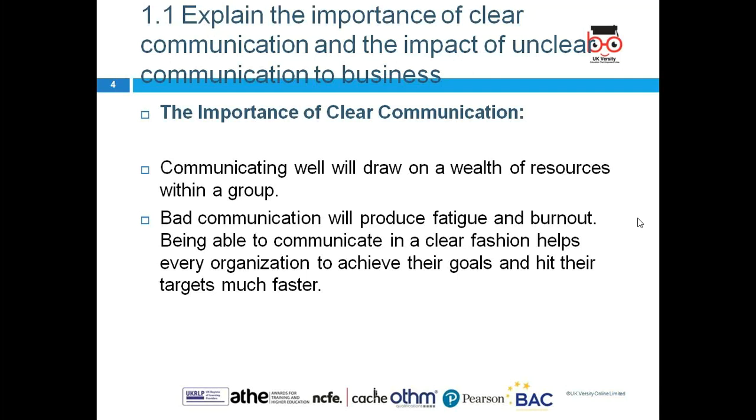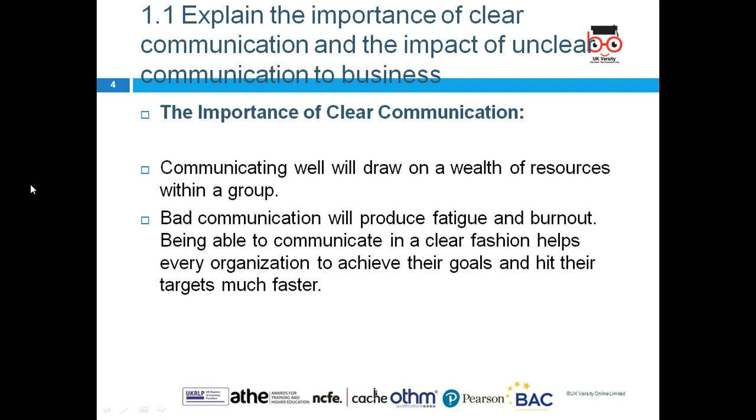So we've got the importance of clear communication. When we communicate, it will help you to draw on a wealth of resources. So if you're within a group environment, you can all speak to each other. You'll have different experiences, different skills, and you can gain from each other. You might have an issue or a customer or a client you're trying to deal with that you're not 100% sure how to go about, and maybe one of your colleagues or your team members can help you out with that.